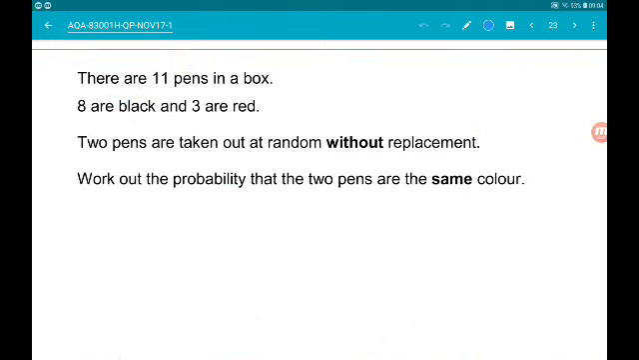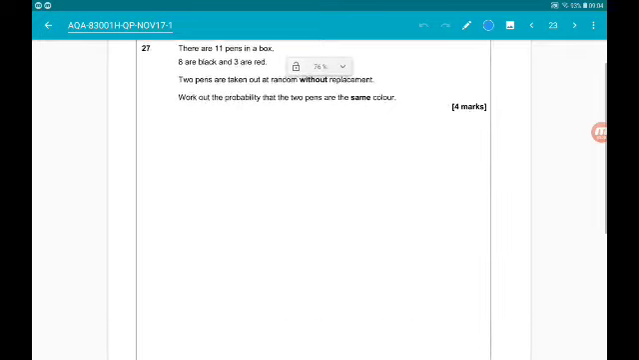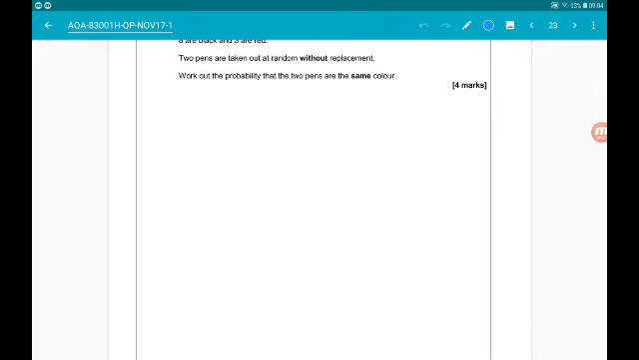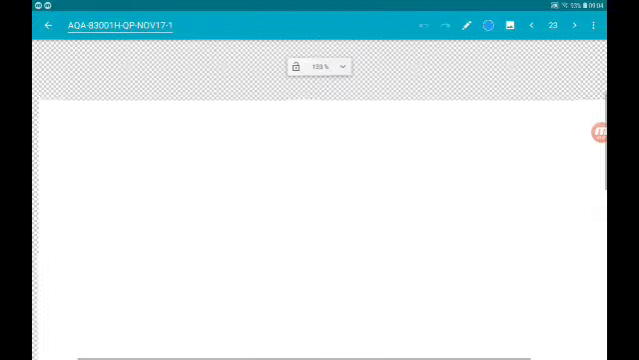Okay, 27 we have probability and it's 4 marks. So, there are 11 pens in a box, 8 are black and 3 are red. 2 pens are taken out without replacement. We want to calculate the probability that they are both the same colour. So, they've given us this massive space that will be for a tree diagram. So, let's do a tree diagram.